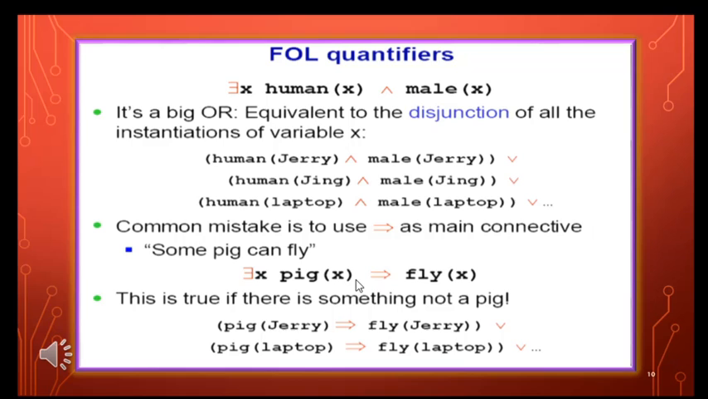For example, some pig can fly. The sentence is for all x, pig(x) implies fly(x). The problem is that something that is not a pig can fly, such as pig(laptop) implies fly(laptop), is true. The properties of quantifiers: for all x for all y is the same as for all y for all x.